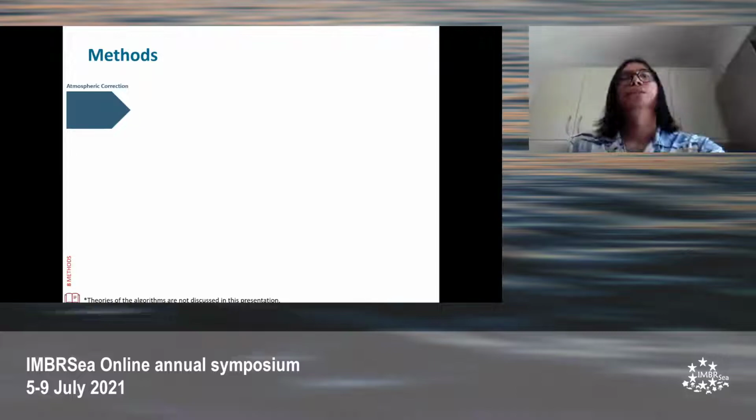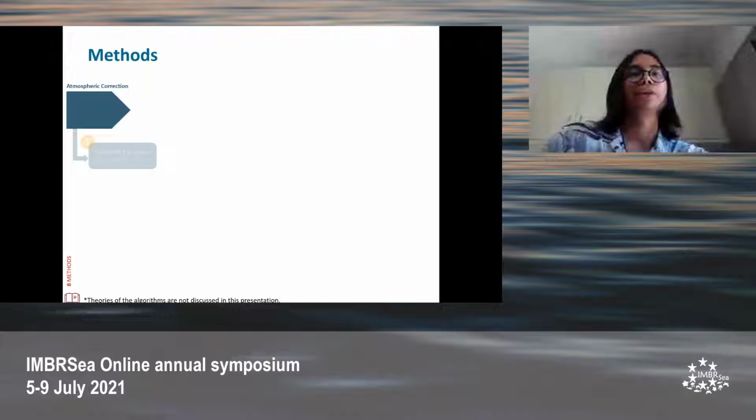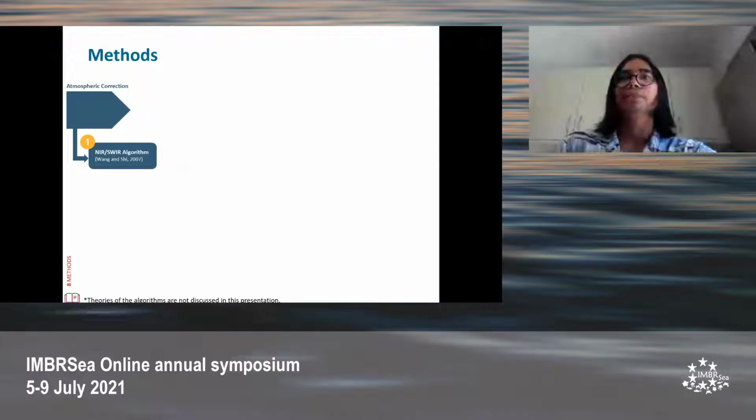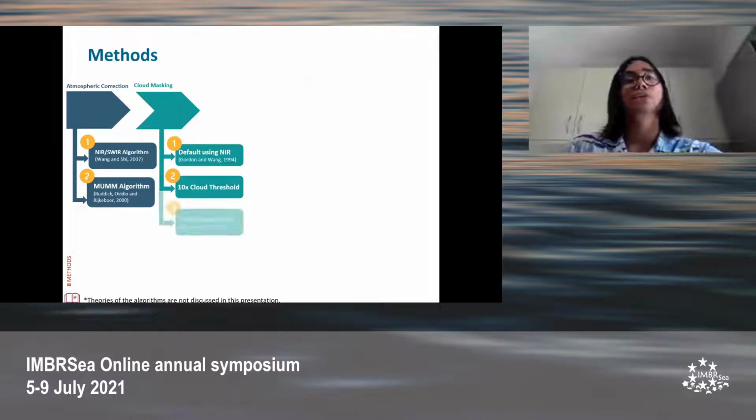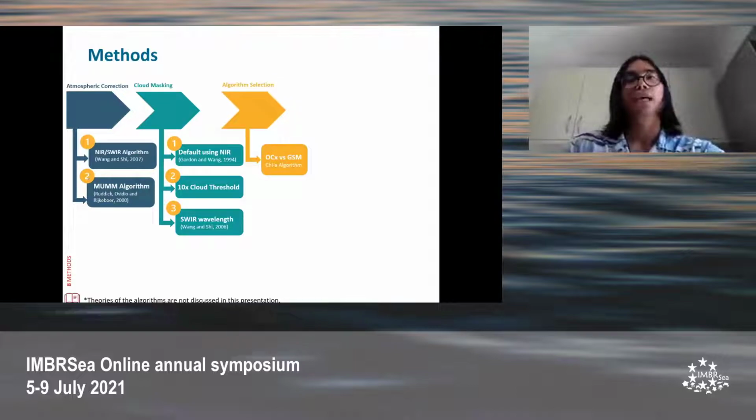Basically, we have the atmospheric correction. We selected between 2 algorithms to see which one is appropriate in the area. Then we also masked the clouds with 3 different processing schemes: the default, the 10 times cloud threshold, and the other one with the sphere. Next, we selected the algorithm appropriate for the area, most specifically for chlorophyll A. We compared the OCX and the GSM algorithm. However, for SPM, we only used one algorithm that has been used in many studies before.